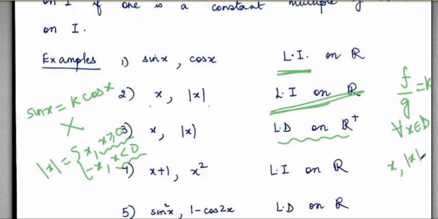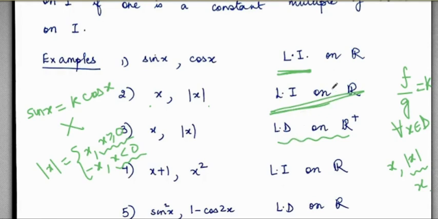x and mod x, if you consider, mod x will also be x on R plus, because if x is non-negative, mod x is same as x. So this is going to be the same as x. So x upon x will be 1. So their ratio is a constant on R plus, whereas their ratio is not a single constant on R. Therefore, these two functions are linearly independent on R but dependent on R plus.